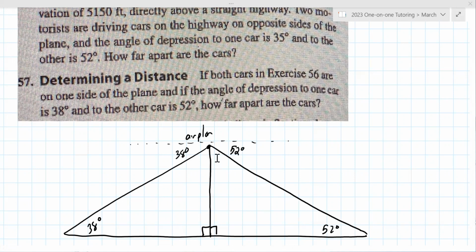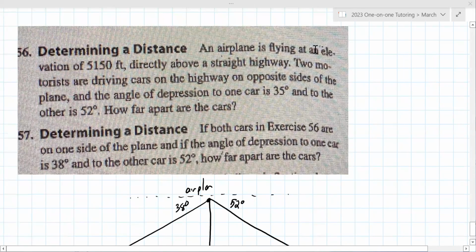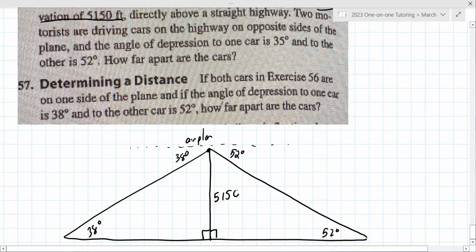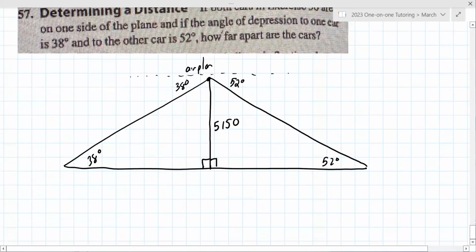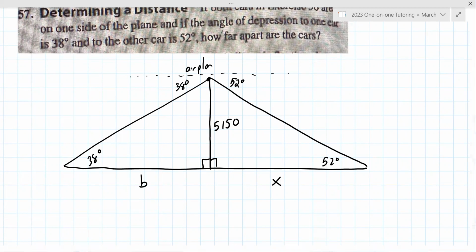All right, now, do we know the height? No. Oh, wait, yes, we do. 5,150. Yes. You have to be careful that you actually know what you're given and what you're trying to find. So in both triangles, the height's the same. I'll call this B and this X. You can find B and X using sine, cosine, or tangent for each one. So I want you to find B first. Go ahead and calculate B using sine, cosine, or tangent. And then we'll calculate the other one.